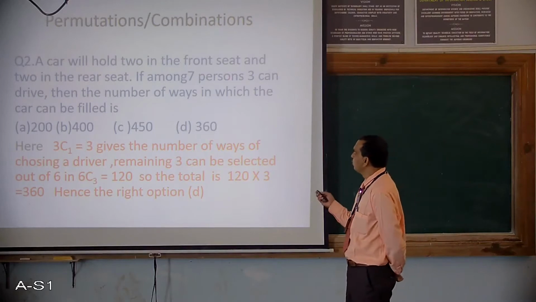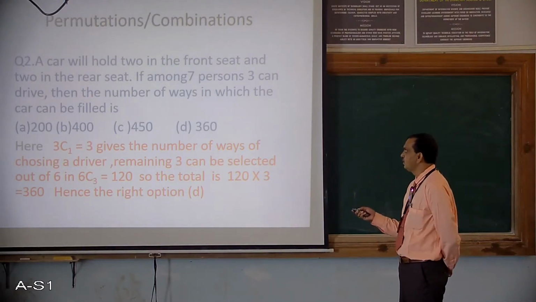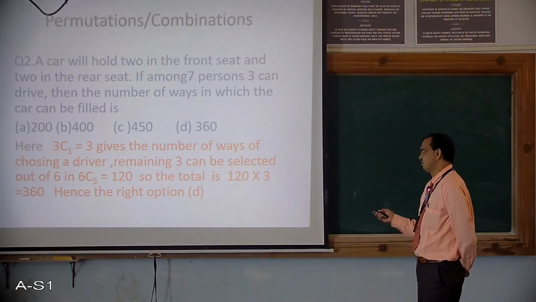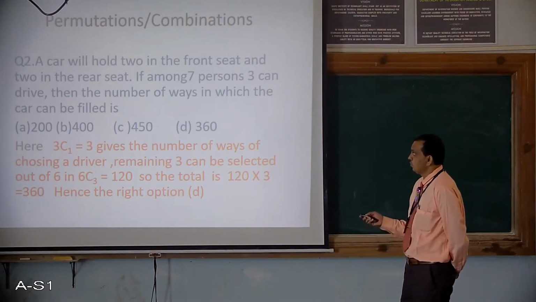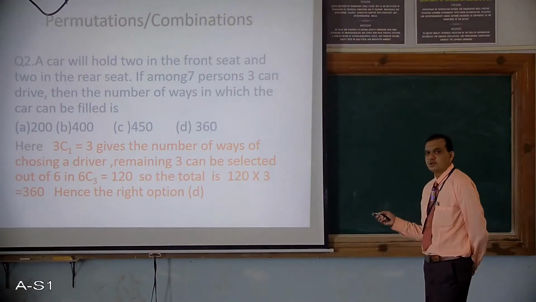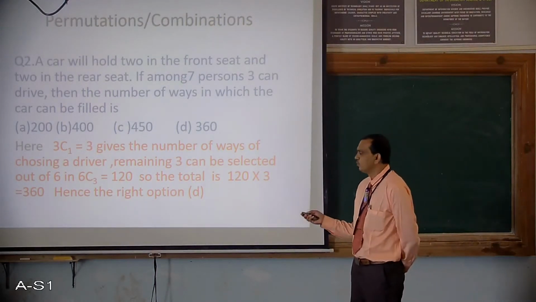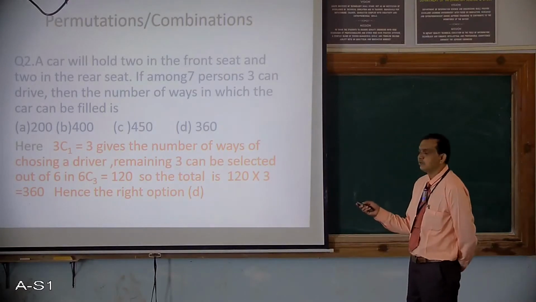Next, this is another interesting example. A car will hold 2 in the front seat and 2 in the rear seat. If among 7 persons, 3 can drive, then the number of ways in which the car can be filled is: there are these 4 options: 200, 400, 450 and 360. First of all, the car has a capacity of 4 only, so we will not be misguided by the word filled, because it is tempting to go for 7, but that is not the thing. It is 4, that we have to remember.